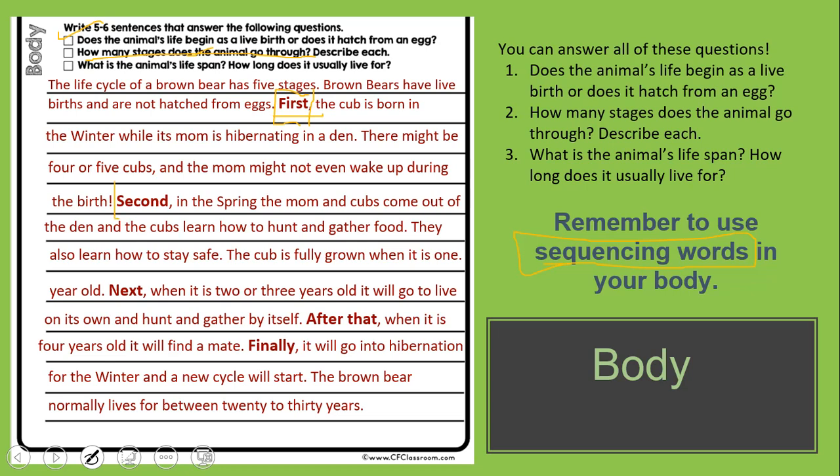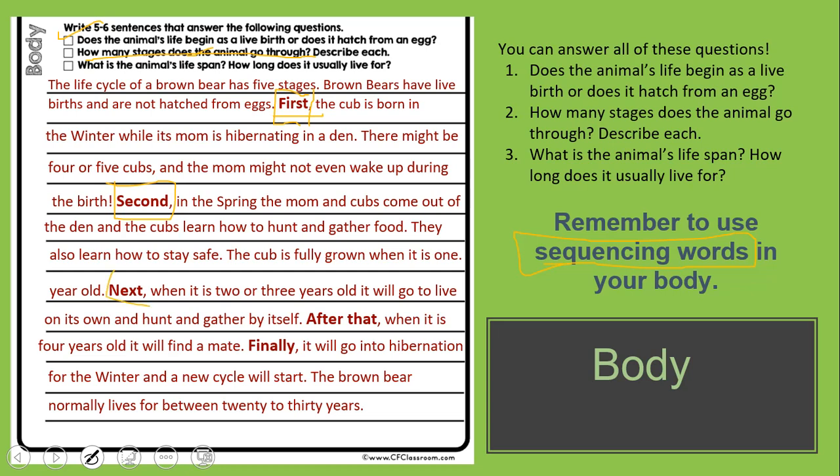Then we have second, in the spring, the mom and cubs come out of the den, and the cubs learn how to hunt and gather food. They also learn how to stay safe. The cub is fully grown when it is 1 year old. Okay, so that is the second stage.